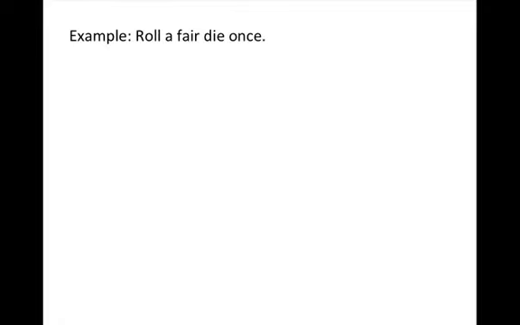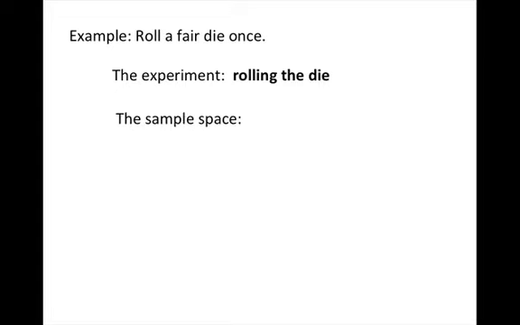For an example, let's roll a fair die one time. And a fair die just means if you roll it, any side is equally likely to appear up. The experiment, the actual action, is rolling the die. The sample space is my possible outcomes for a single roll. Well, on any single roll, I could roll a 1, 2, 3, 4, 5, or a 6. So those options represent my sample space.